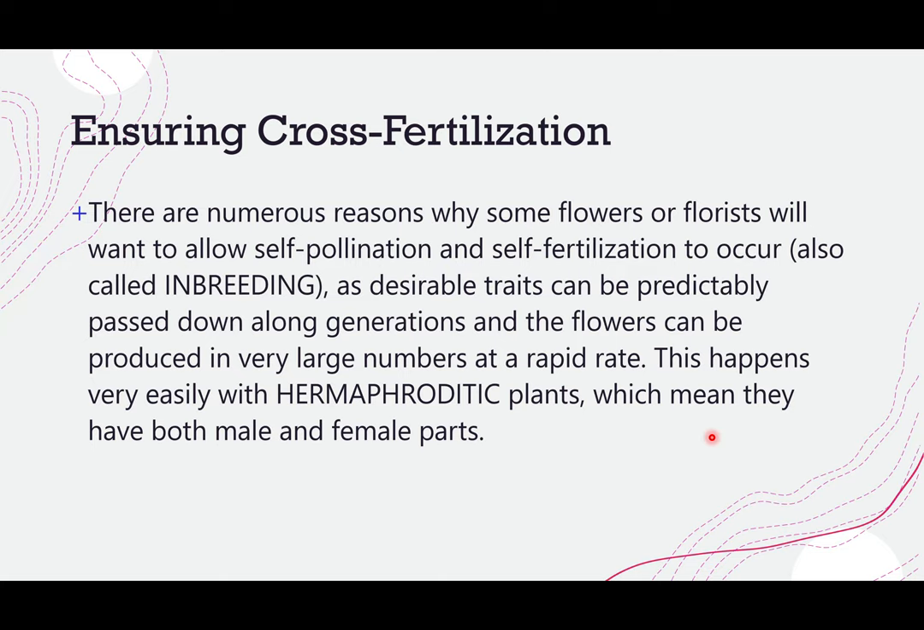This happens easily with hermaphroditic plants, which means that they have both male and female parts. And we know that if a plant species doesn't have male and female parts on the same plant or on the same flower, what is that called? When we have two different plants for two different flowers, what is that called?